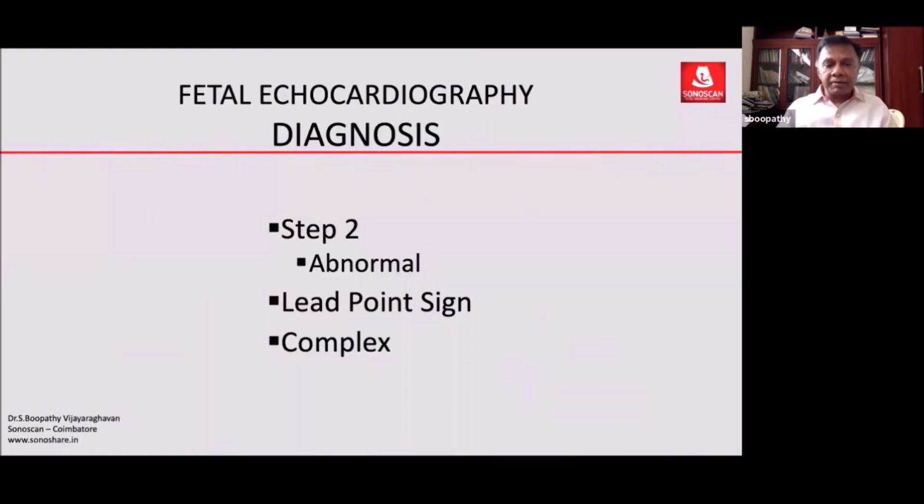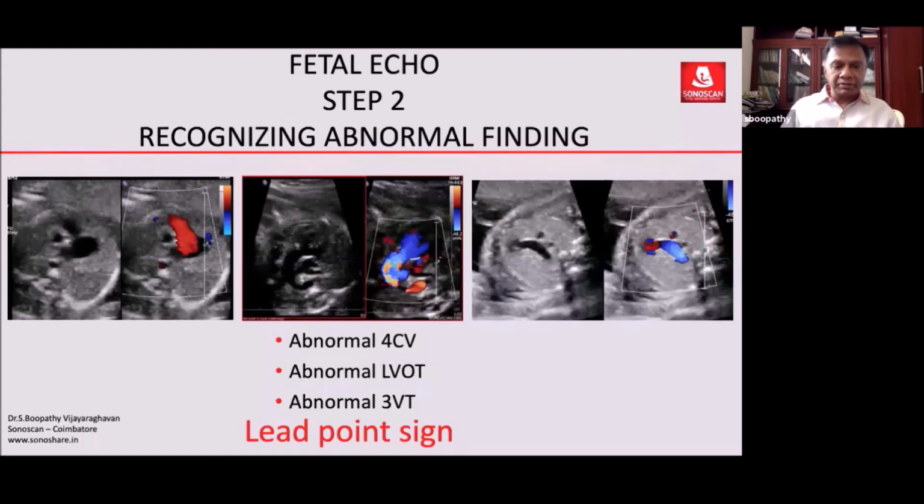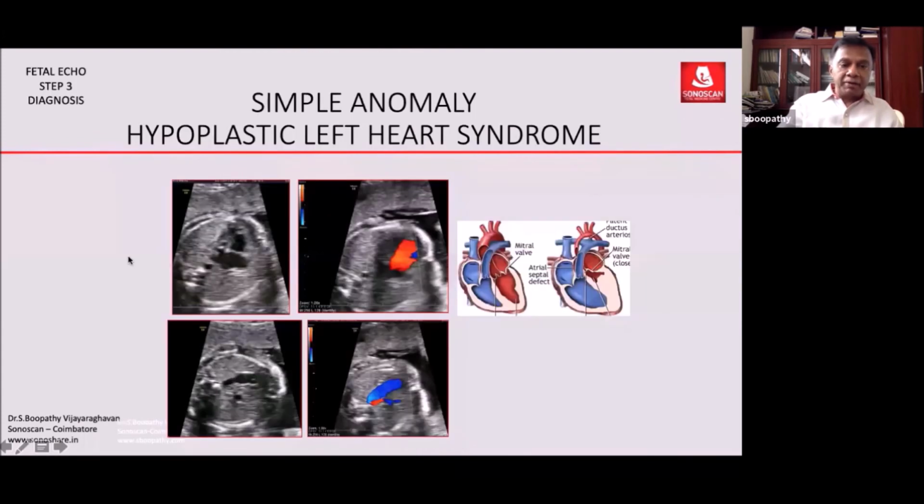And abnormality. So abnormality may be seen as a lead point sign, or it may be a complex. So you see something is abnormal. That is the lead point sign. So for example, in the four-chamber view, here the lead point sign is the small LV geometry. We're looking for the ratio between the RV to LV. Then looking for whether the apex is formed by the left ventricle or right ventricle.